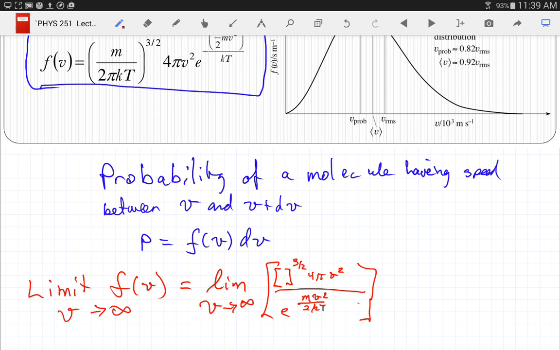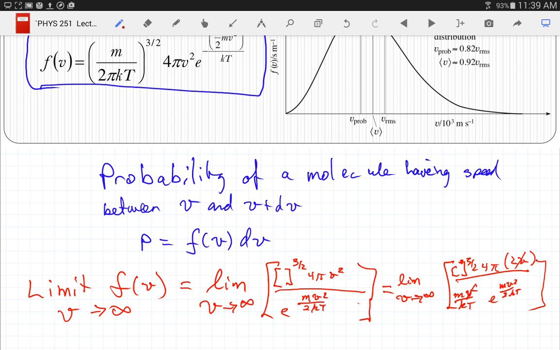Okay. So now if I take this limit using L'Hopital's rule, I'll take the derivative of the top, divide by the derivative of the bottom. So I'll take the limit as v approaches infinity of this stuff to the 3/2 power again, times 4 pi times 2v. And on the bottom, take the derivative. That means you take the derivative of the exponent and bring it down. And so I'm going to have mv over kt e to the mv squared over 2kt. Notice my v's here would just cancel.